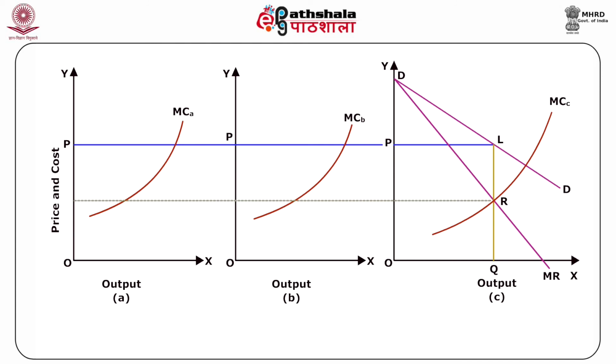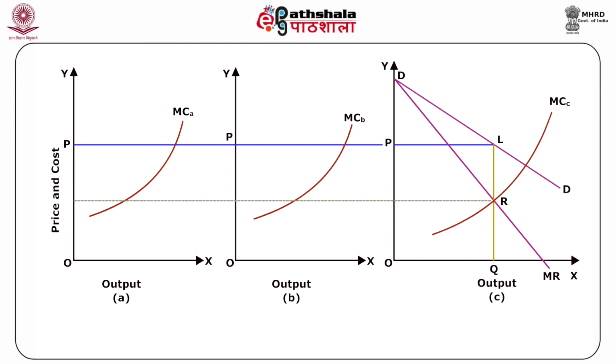Now, the cartel will allocate total output OQ among both the firms to be produced in such a way that their marginal cost will be the same. A horizontal straight line from point R towards the y-axis will intersect each MC of both firm A and firm B to determine the respective output quota.